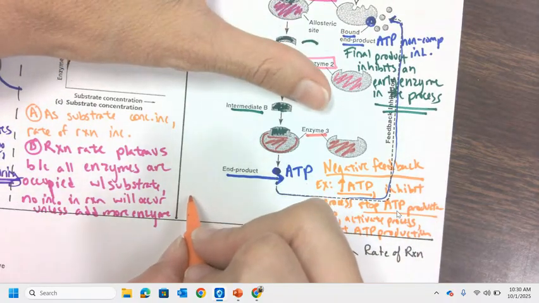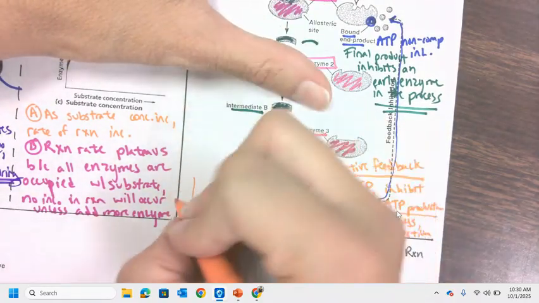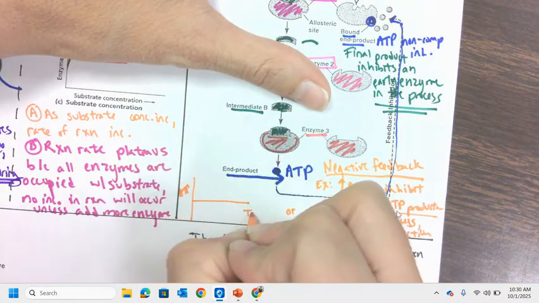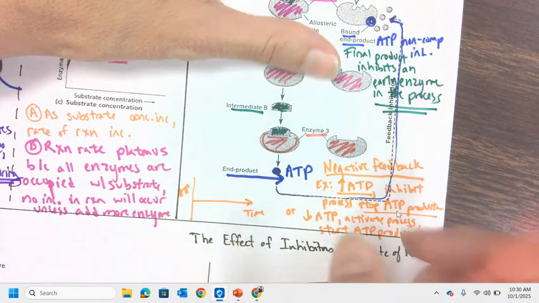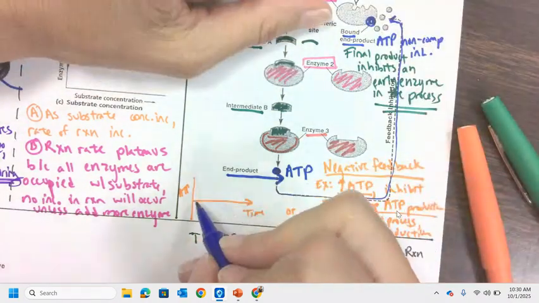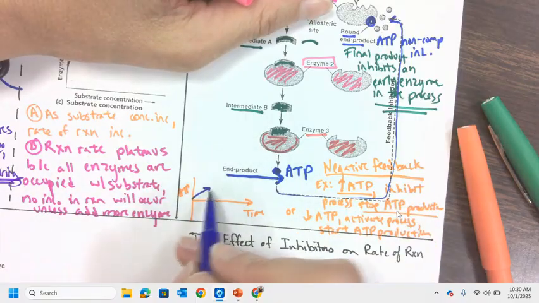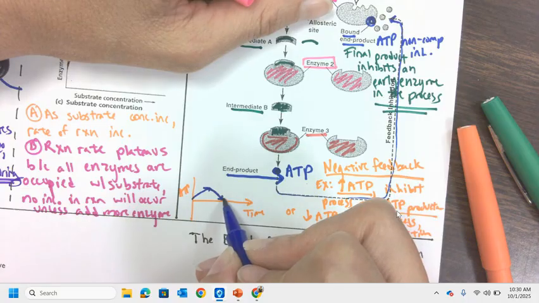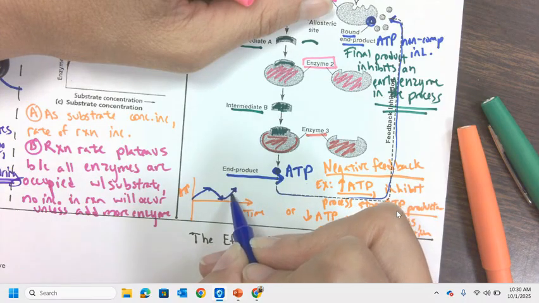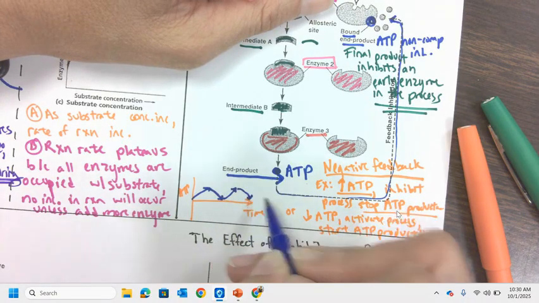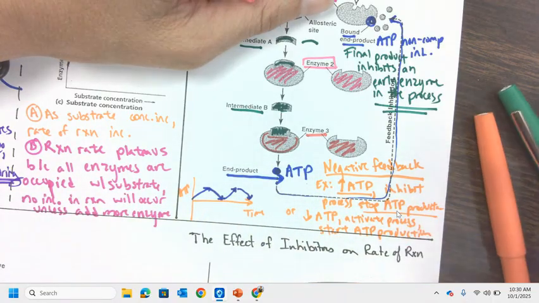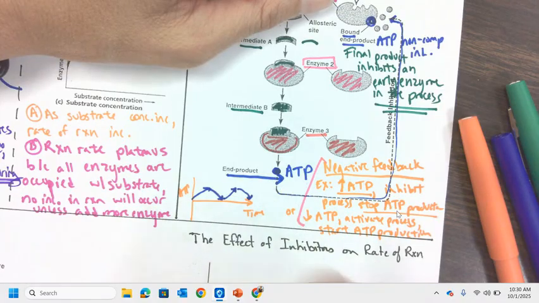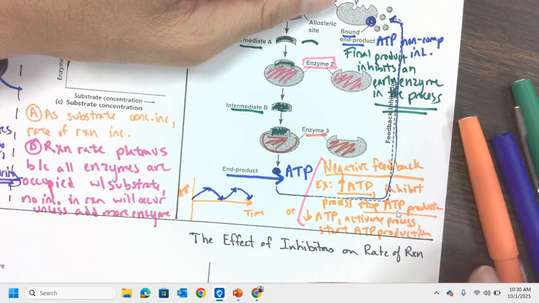If this was on the graph and this was ATP and this was time, right? And then you're producing more ATP and then you have too much, so you shut it down. And then you don't have enough ATP, so you turn the process on. And then you have too much ATP, so you shut the process off. This is negative feedback. Both of these things are negative feedback because the results and then what you end up doing are opposite processes.